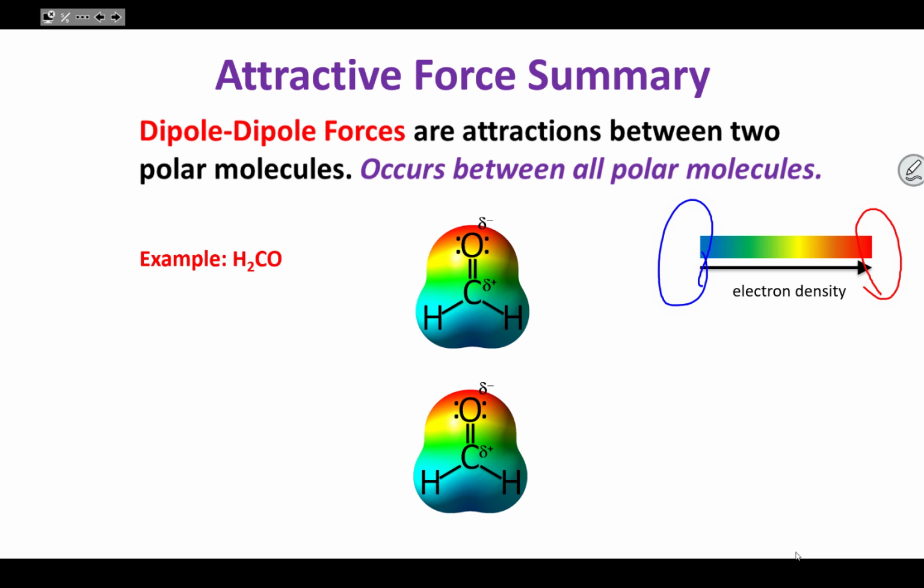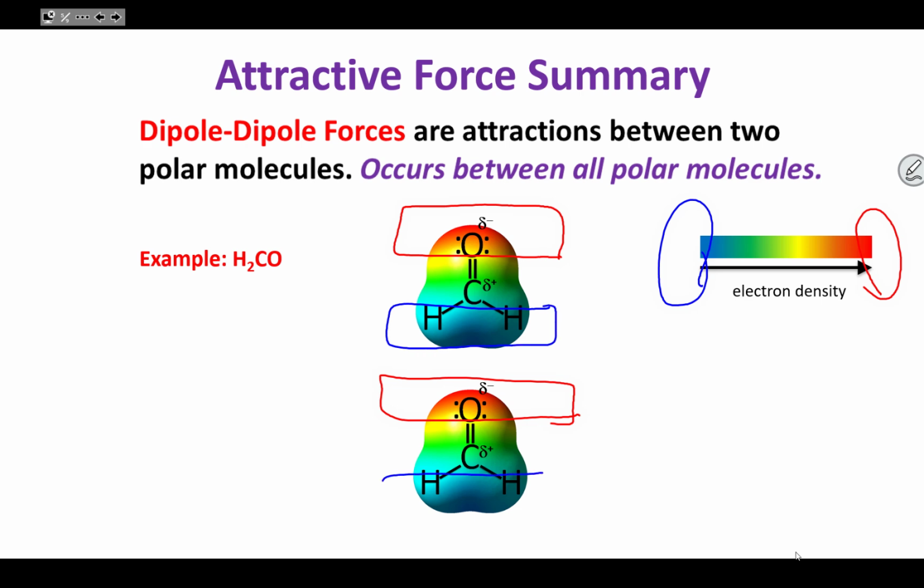So on formaldehyde, or H2CO, this region of the molecule and this region of another molecule, those are very electron rich. And this region of the molecule and this region of this molecule here is very electron poor. And this dipole-dipole attraction I'm going to draw in with a black dashed line is this. It's between those electron-rich regions of one molecule and electron-poor regions of another molecule.